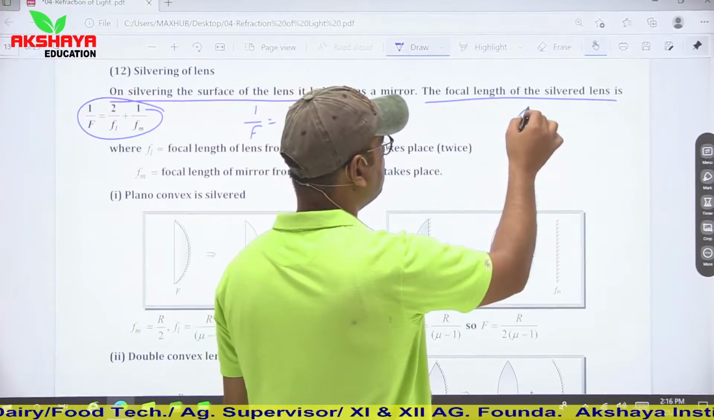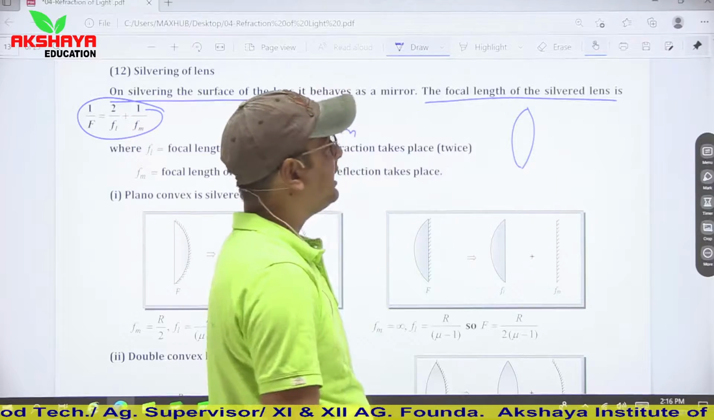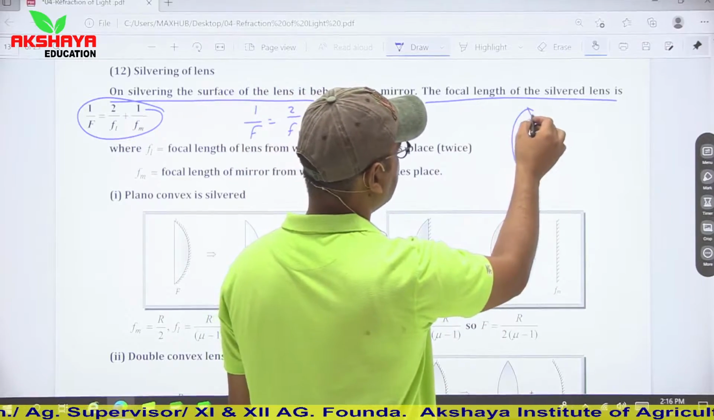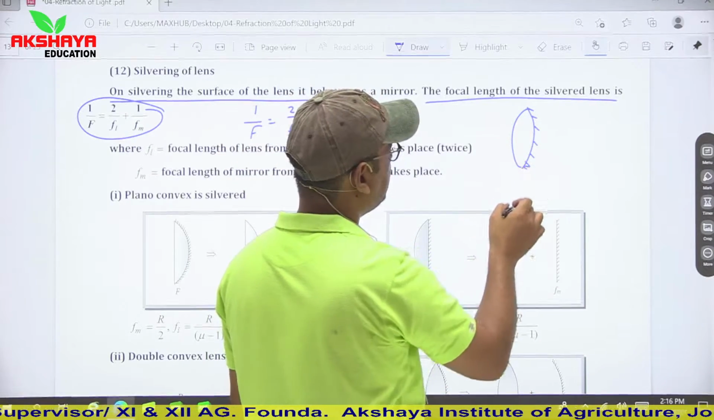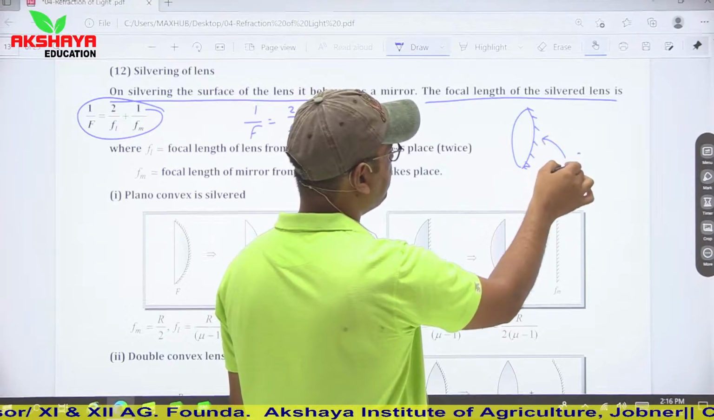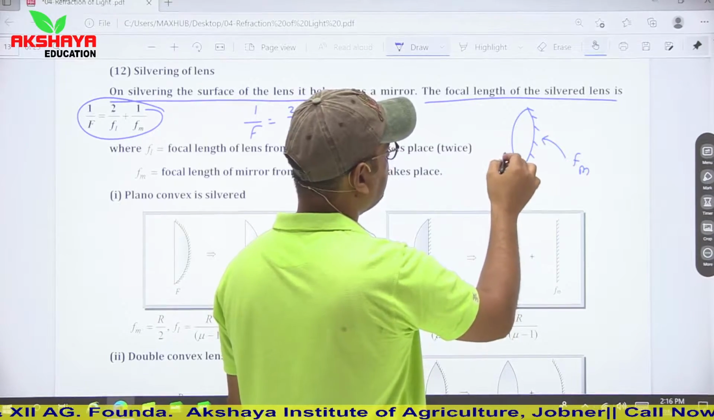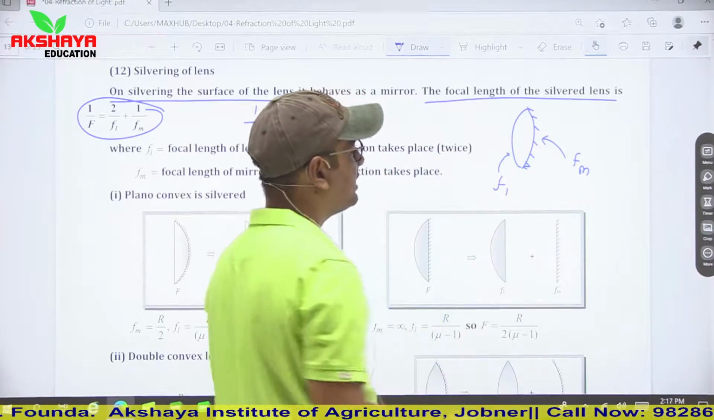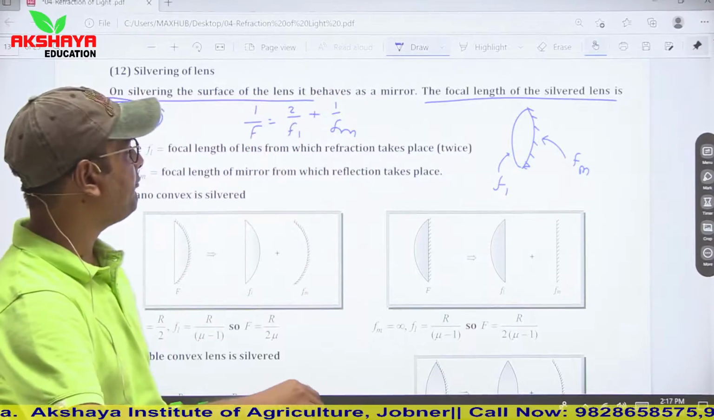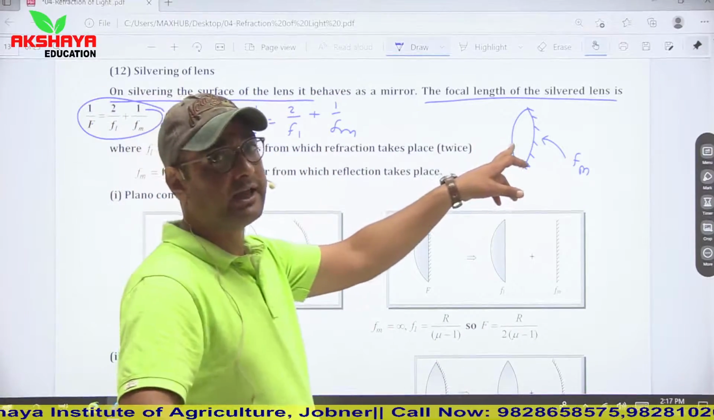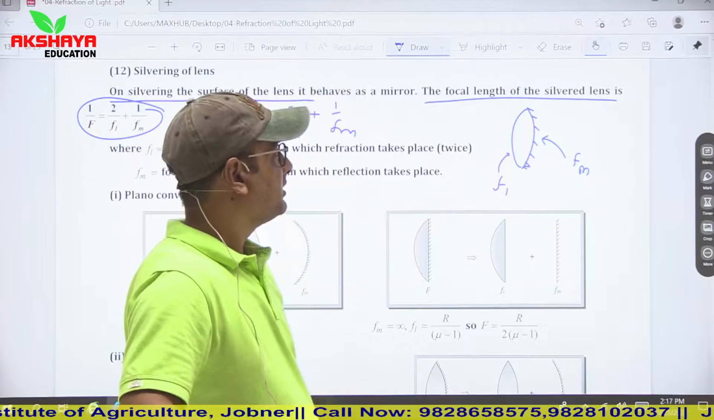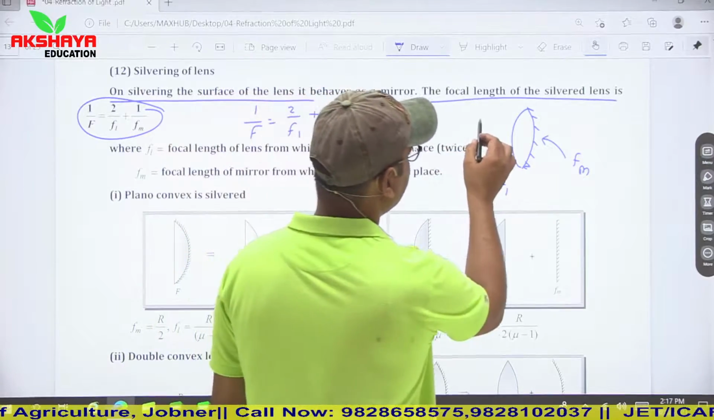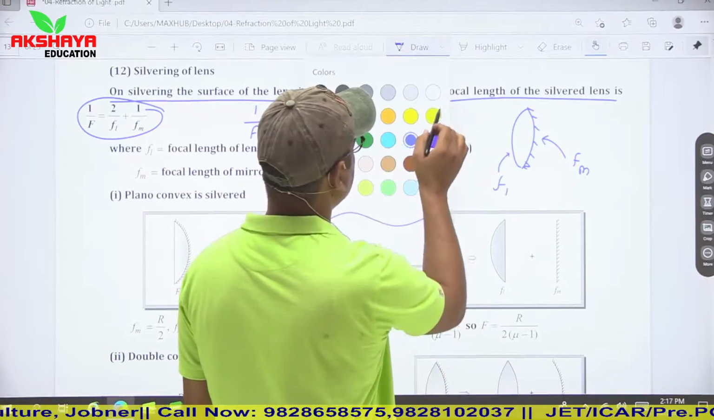Let us say this is your lens and one surface is silvered. So let us say this surface is silvered. Here the focal length fm is for this surface and the focal length f1 is for this surface. Here it is taken as 2 upon f1 because refraction takes place from this surface twice. Let us say like this.